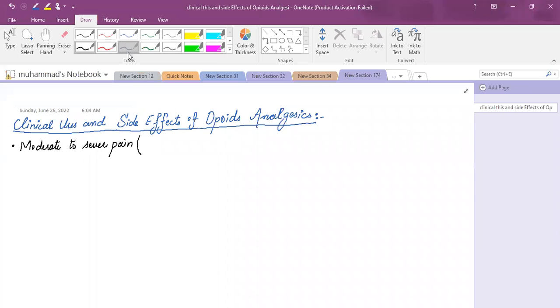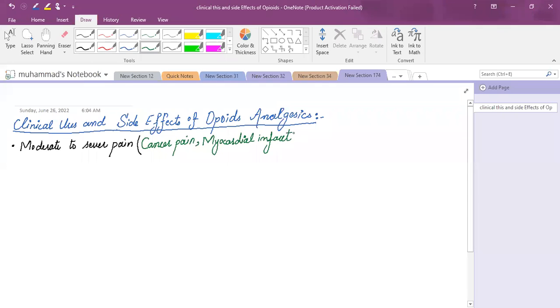And the names of those pains are cancer pain, pain associated with myocardial infarction, and neuropathic pain.